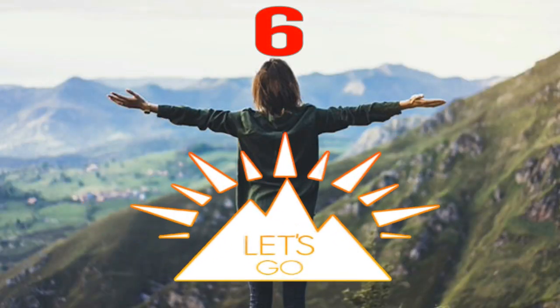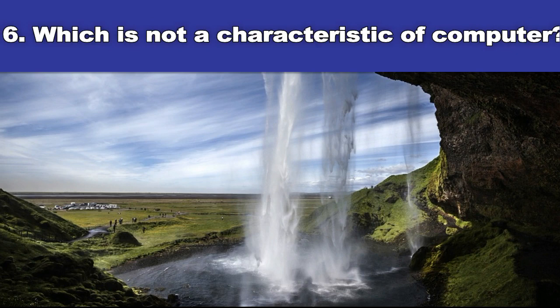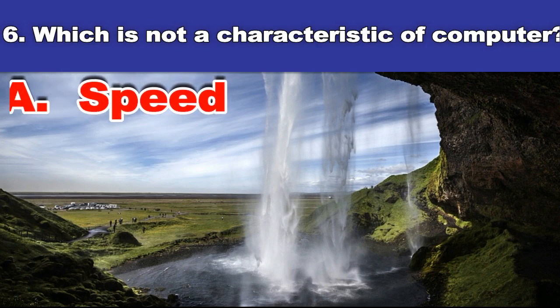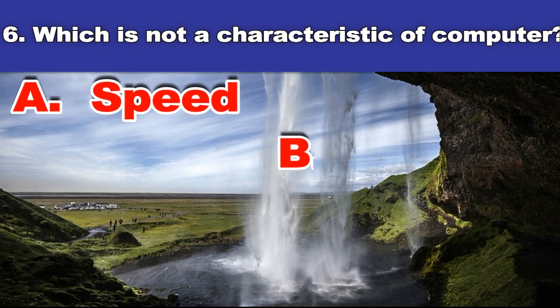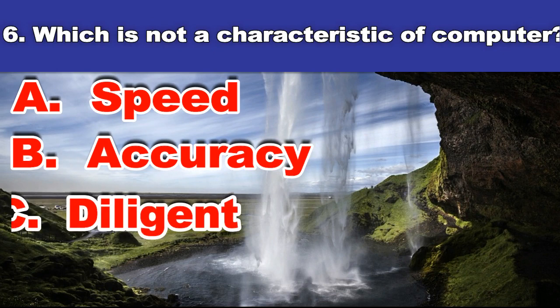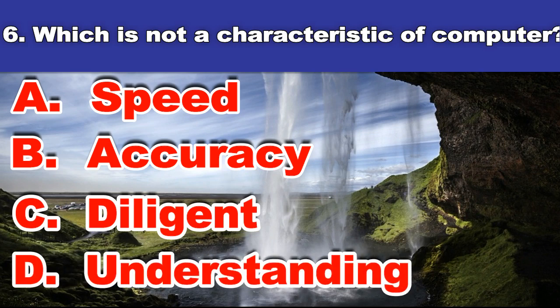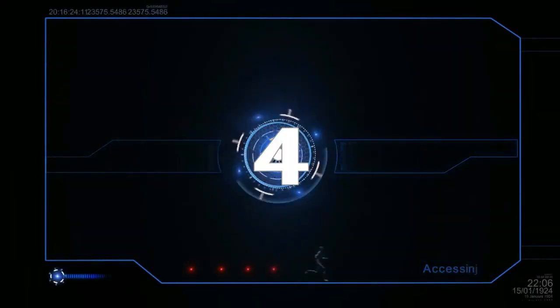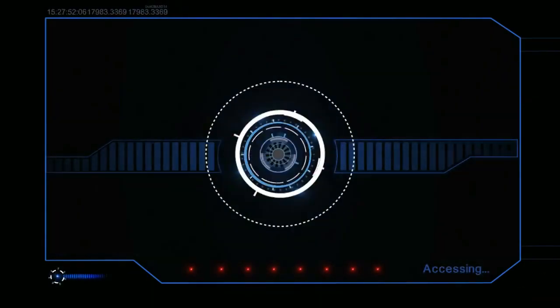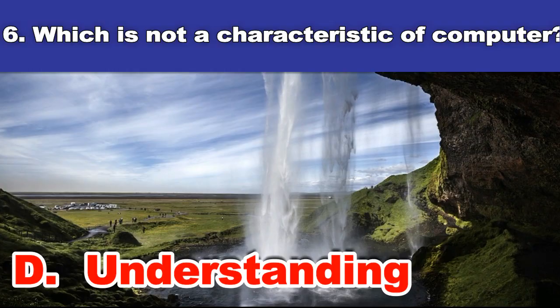Sixth question. Which is not a characteristic of computer? A. Speed, B. Accuracy, C. Diligent, D. Understanding. And the answer is understanding.